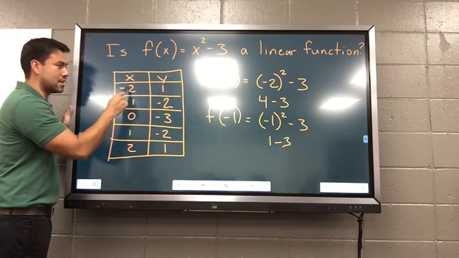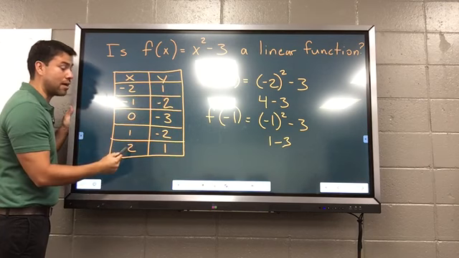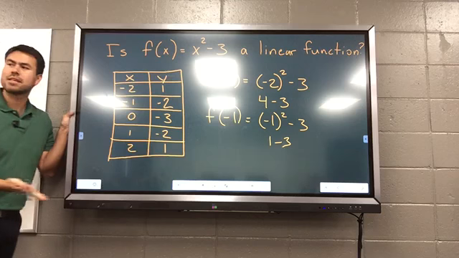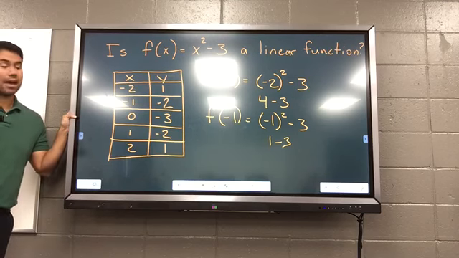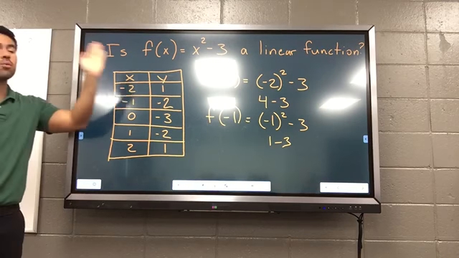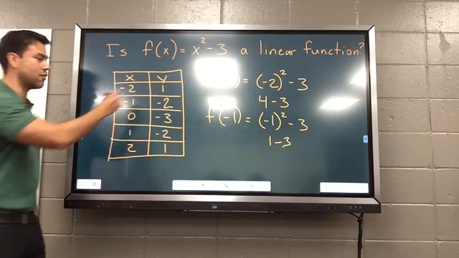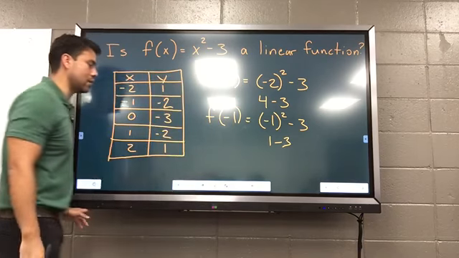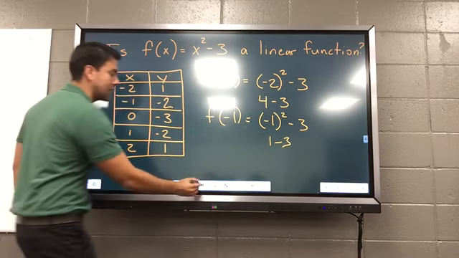So like, what does -2 give off? 1. What does +2? Wait, but they give off the same thing. That doesn't matter. Does each domain value give off only one y value or range value? Yeah, so it's a function. And we proved it even though we didn't have to. Okay, that's your first step.